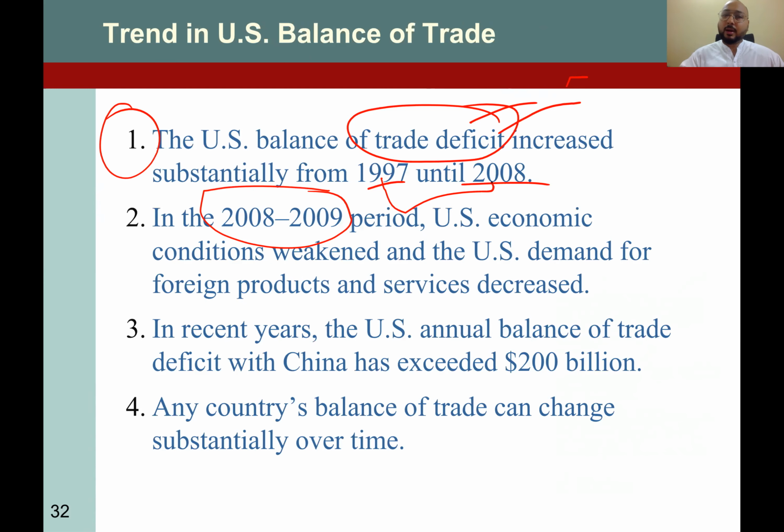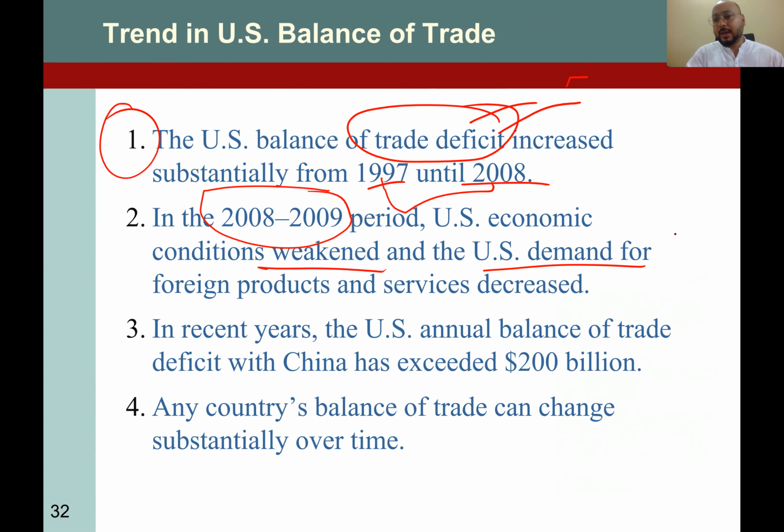So in the year of 2008 and 9, the US economic condition weakened and the US demand for foreign products and services decreased. Why? Due to the Great Depression, subprime mortgage crisis. What happened? When crises occur, people don't want to buy imported stuff. Even they don't want to buy the luxury stuff or the things that are not necessary. So their demand decreases, even locally and internationally, right?